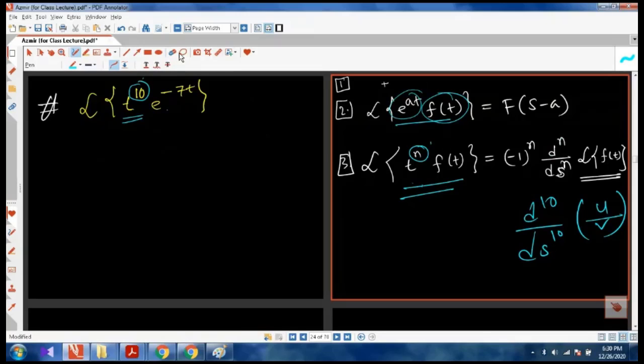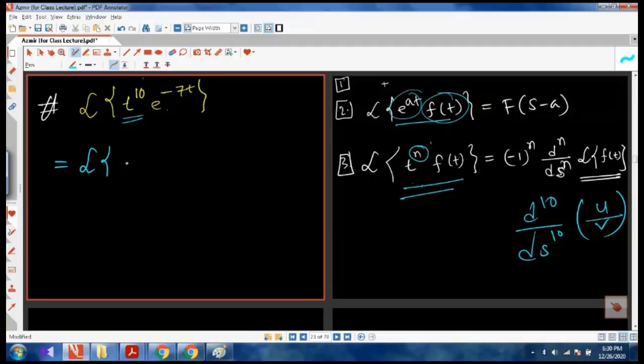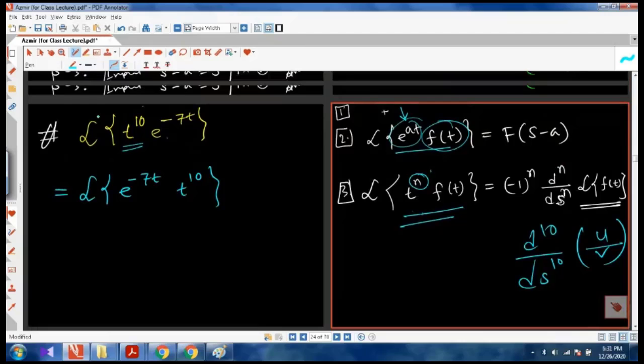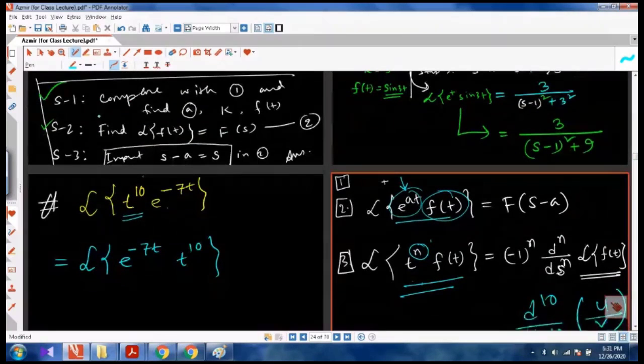In Laplace transformation, you have to understand which property can be applied to solve. At first sight the third property may be applied, but to save our time we can make it similar to the second property, which comes up with e power at first, and this is f of t. So we can easily solve. Now have a look at the steps.